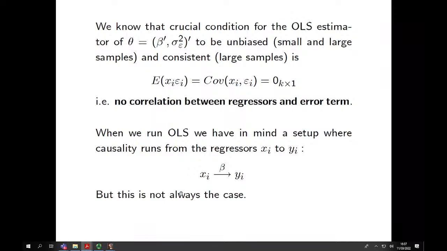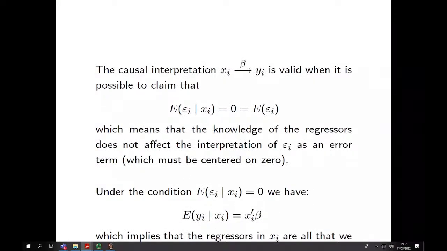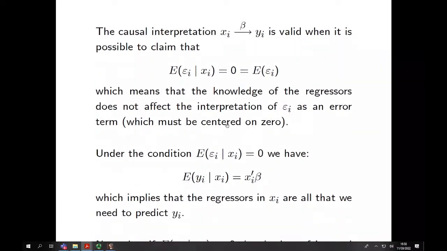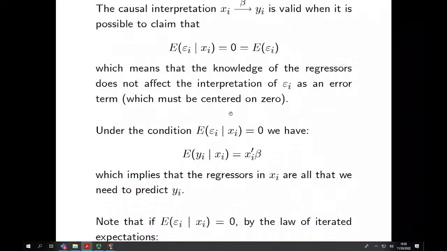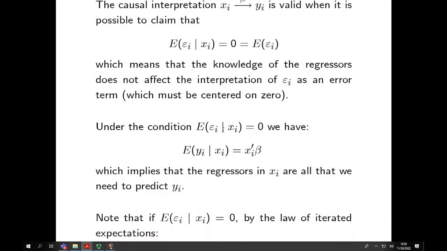So, the causal interpretation, that regressors cause y_t, is valid when we can claim that the expected value of the error term conditioning on the regressor is equal to 0. And we know that by the law of iterated expectations, if this is true, then also the unconditional expectation will be equal to 0. Indeed, if you come back to our very first slides, you will find, again, this concept. This was our starting point. Come back to the first set of slides, if you don't believe me.